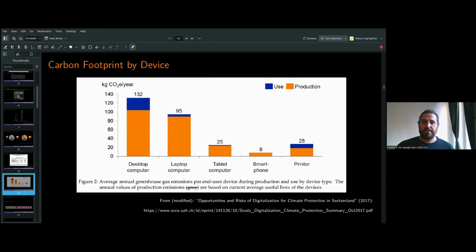And to illustrate that point, if you look at the carbon footprint by device, here you're comparing desktops to laptops to tablets, etc. You can see with the orange part of the bar plot that most, 75 to 85% of the CO2 emissions over that device's lifespan, comes from the production alone.